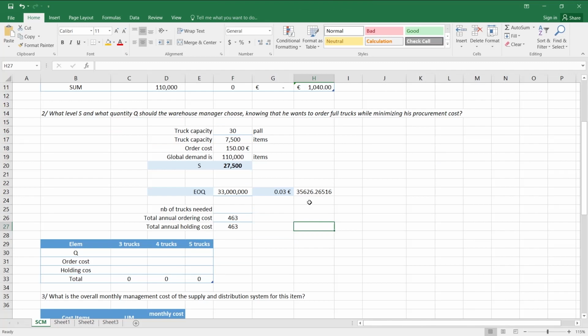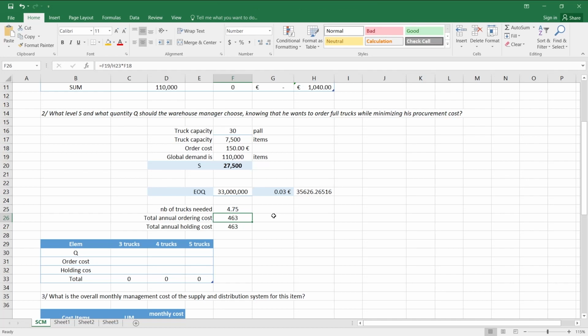Okay, and now that we have computed our economic order quantity, we need to know what would be the number of trucks that we will need for our distribution policy. So in order to know the number of trucks, we are simply going to divide the economic order quantity by the truck capacity in terms of items. And that will give us 4.75 trucks.